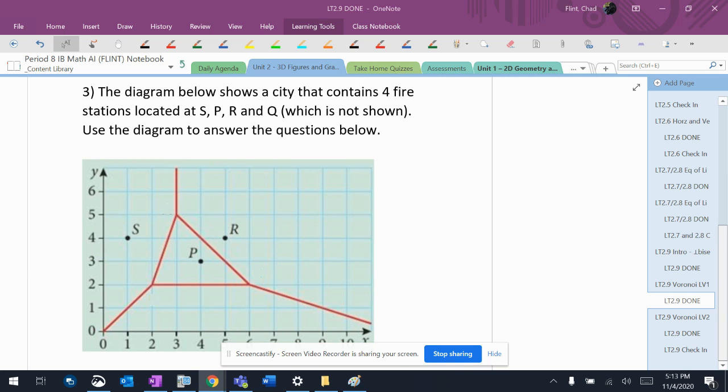Now, this is one of the things that I saw, and I was a little surprised by it because I thought this was a different level of a problem. We have a grid, and I said that there are fire stations located at S, P, R, and then Q, which isn't shown. Whenever a point gets left off, they're going to ask you to plot that point, and it's going to have to be paired up with another point to create a perpendicular bisector.